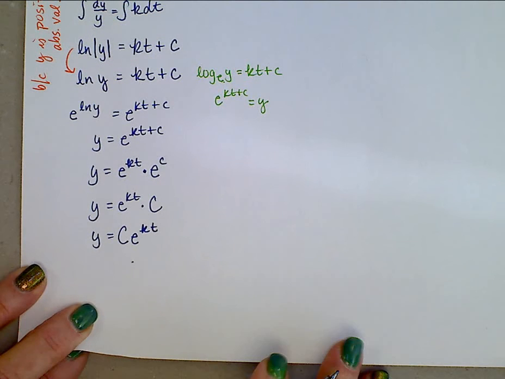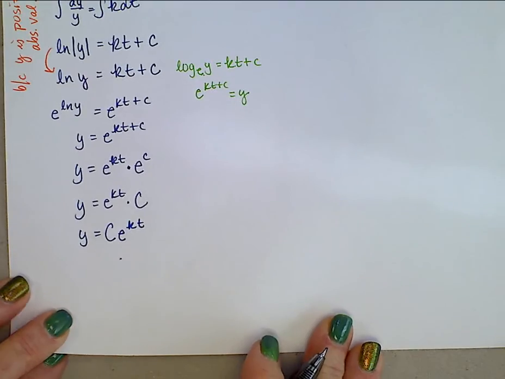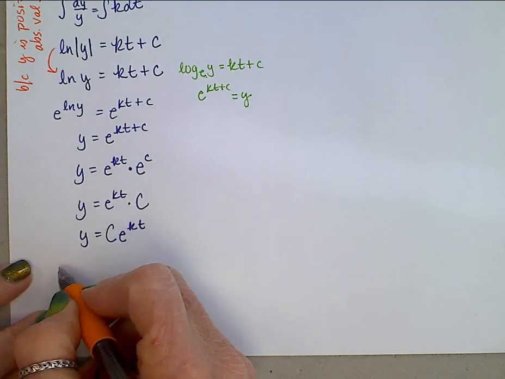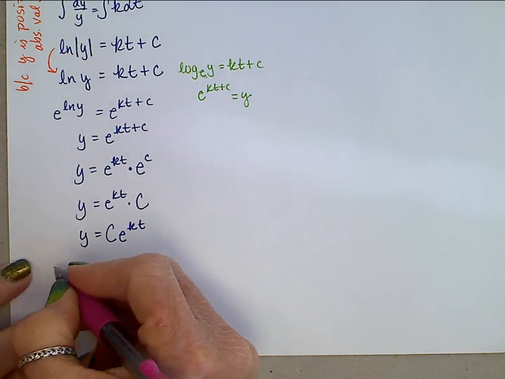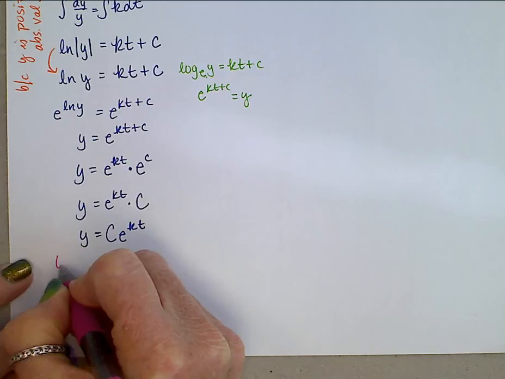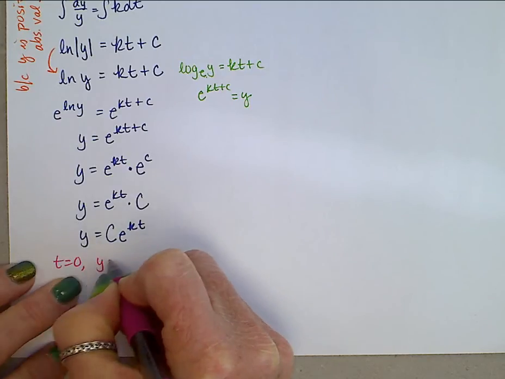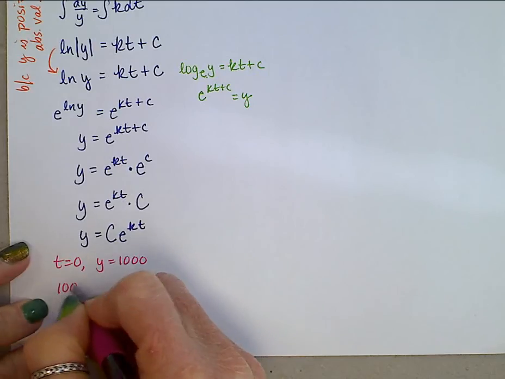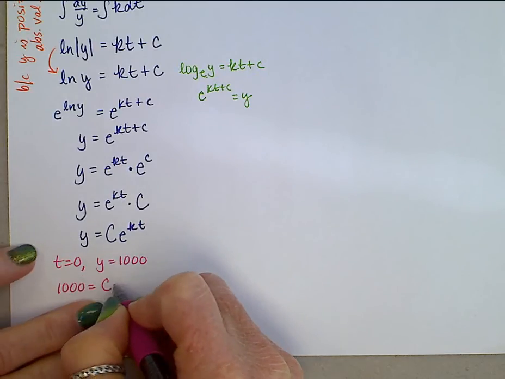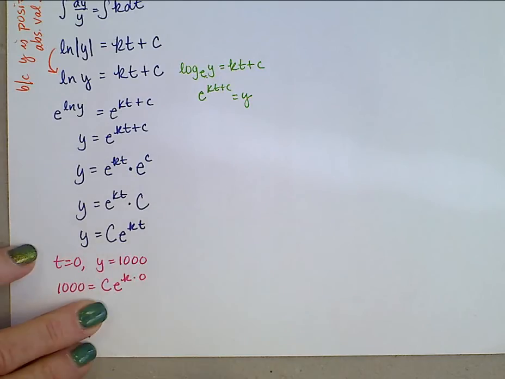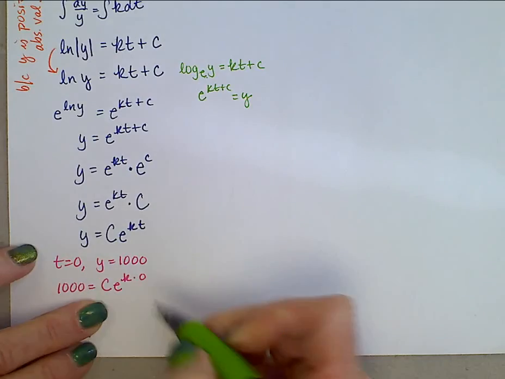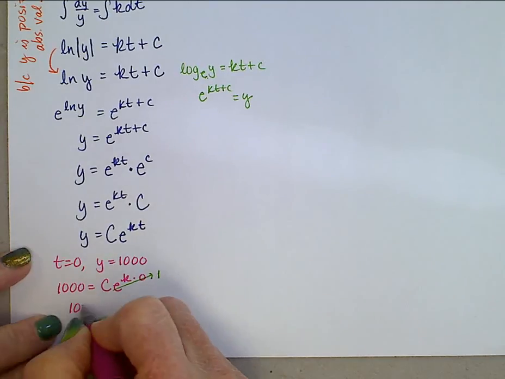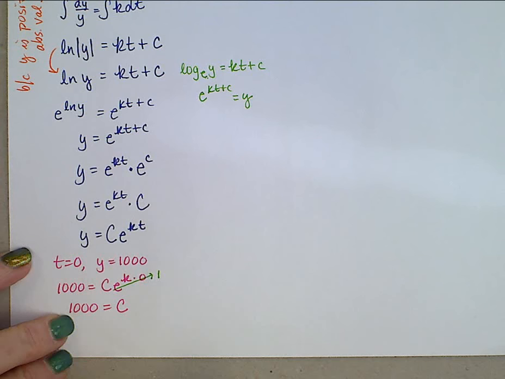All right, now we need to figure out those constants. Some data that we know. We know way back at the beginning at time 0 there are 1,000 bacteria, and if we plug that in, this e to the 0, that's 1. So we have 1,000 equals C.